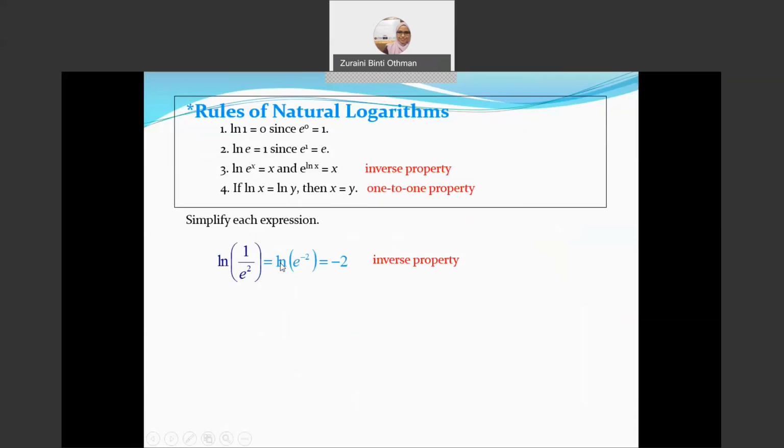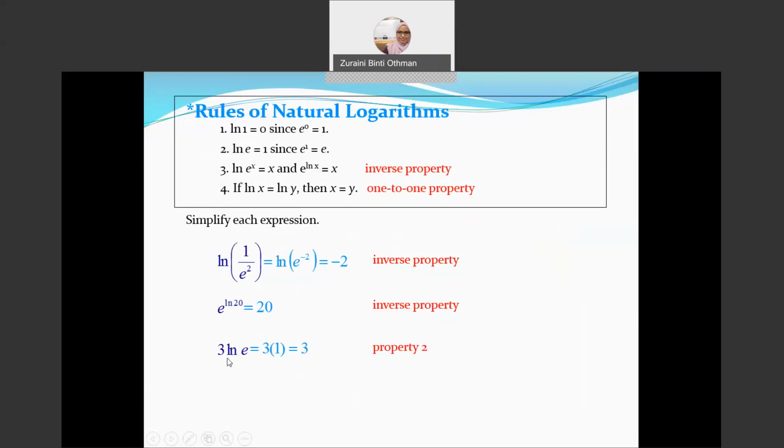So now here how can we simplify this? Nampak tak? The ln e kuasa negatif 2. Okay, kita refer kat sini. Ln e kuasa x ni dia refer kat nombor 3. Dia akan dapat x tu negatif 2. So sekarang eksponen ln 20, eksponen ln 20 dia refer dekat sini. So sekarang dia dapat 20 tu lah jawapan dia.